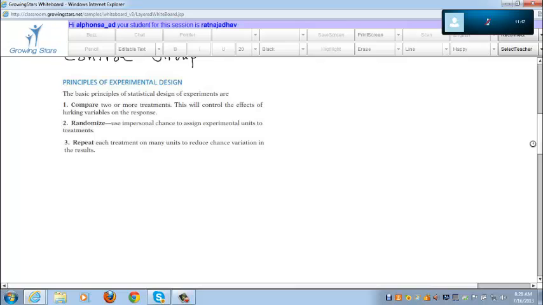Statistical significance. An observed effect so large that it would rarely occur by chance is called statistically significant. So we are sure that it doesn't occur by chance. It rarely occurs by chance. So that's called statistically significant.